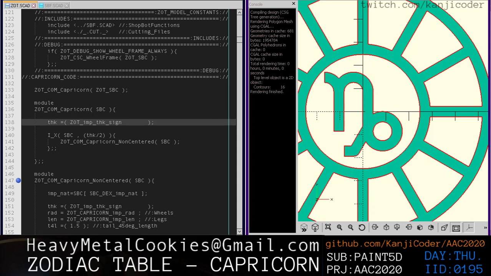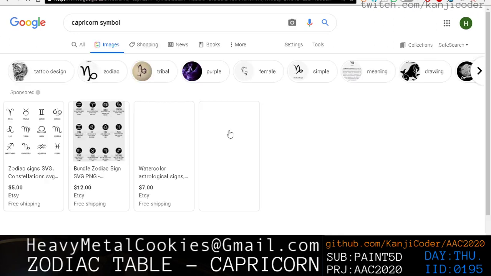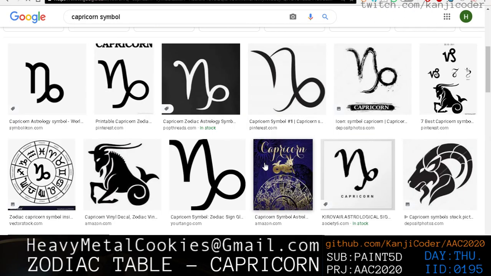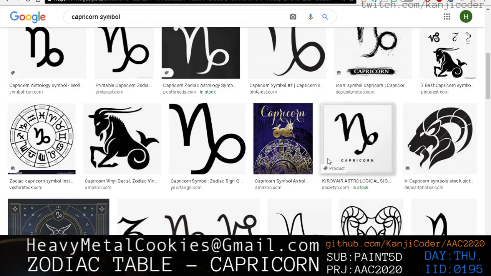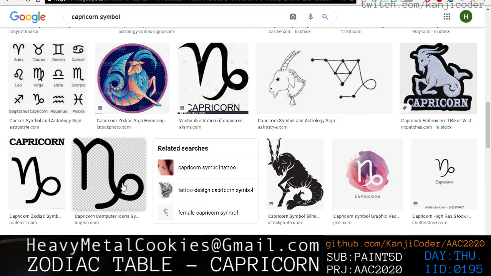So, well, let's look at that. First of all, let's go look at some more zodiac symbols, right? For Capricorn. And let's see if there's any one where this second loop is a little bit bigger, right? Because I could see that making it a little bit better in terms of... so this thing, loop, smaller loop, smaller loop.